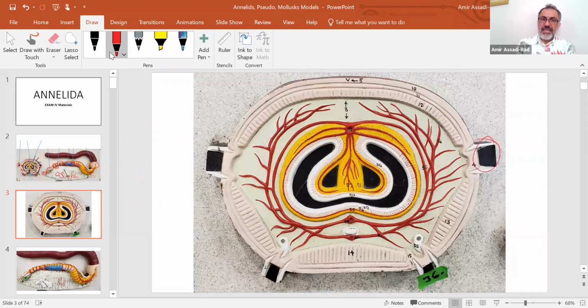So setae, and then intestine, coelom, circular, longitudinal muscle, circular muscle, epidermis, and this would be your typhlosole. Of course, this would be chloragogen cells. This would be your epithelial cells, and then of course longitudinal muscle, circular muscle, and coelom.